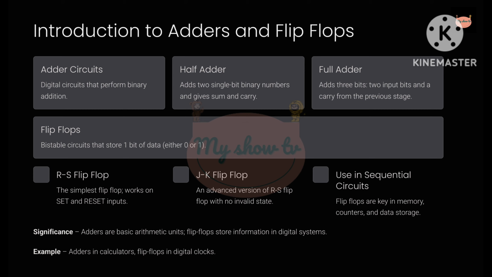A flip-flop is a circuit with two stable states. It can store one bit of data, either 0 or 1. The RS flip-flop stands for reset set flip-flop, and it's the most basic type. It uses two inputs to either set or reset the output. The JK flip-flop is a universal flip-flop. It corrects the limitations of the RS flip-flop and supports a toggle mode. Both adders and flip-flops are essential building blocks in digital systems, for calculations and data storage respectively.